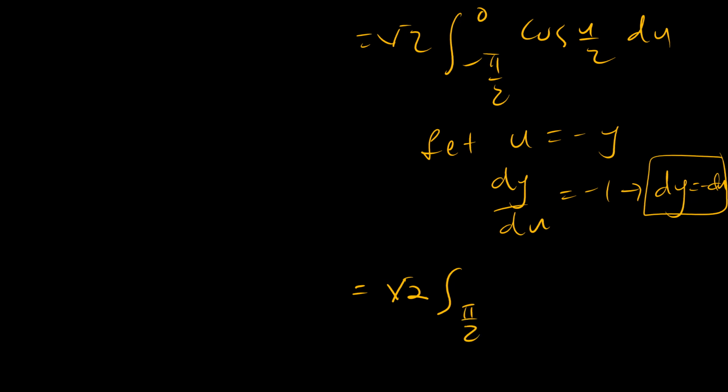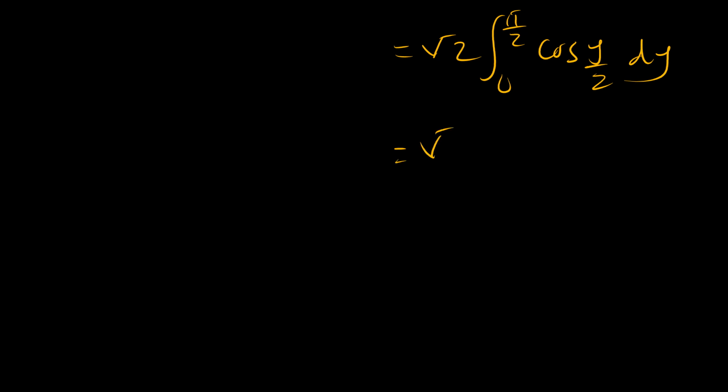The limits now change in terms of sign, cosine y, and then negative dy. So this becomes negative, and that negative now allows us to flip the limits. So which becomes now root 2, 0 to pi over 2 cosine y over 2 dy. Okay, so this becomes 2 times twice sine y over 2, 0 to pi over 2.